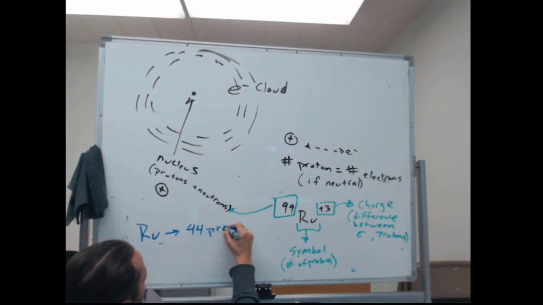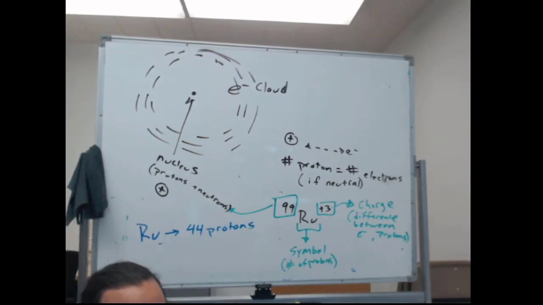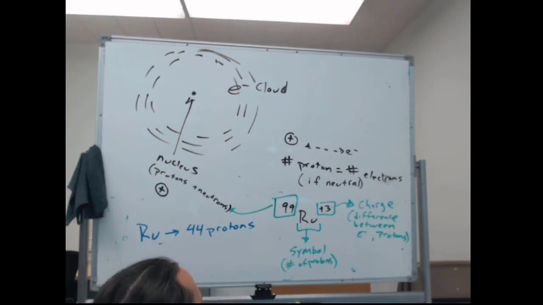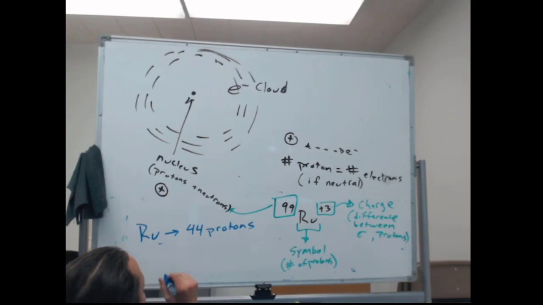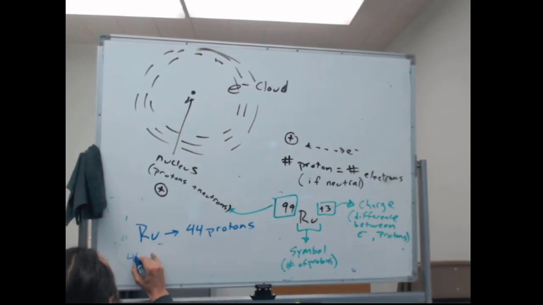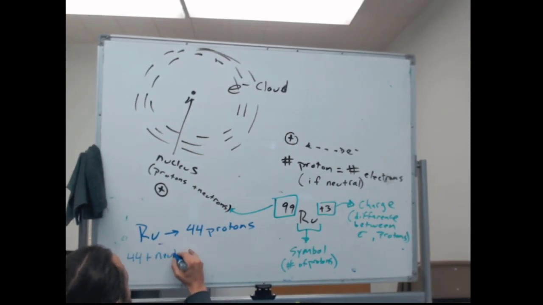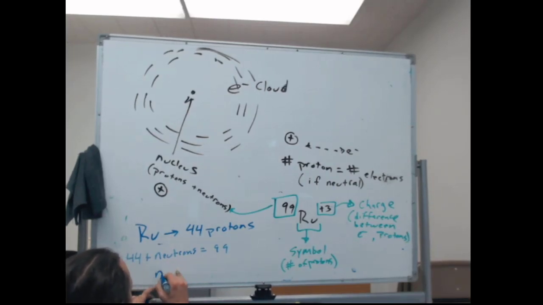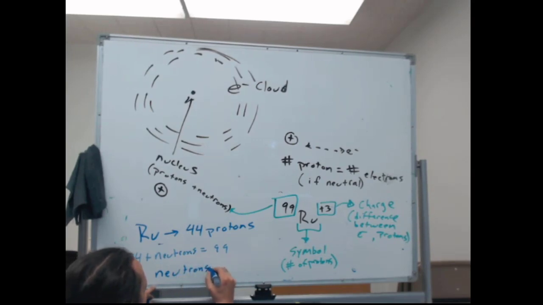Ruthenium has 44 protons. Having 44 protons in the nucleus defines it as ruthenium. That's why we use that Ru symbol. We can then use that number of nucleons, that 99, which is protons plus neutrons, to figure out the number of neutrons. So 44, the number of protons, plus the number of neutrons will equal the isotope number. So we can solve for the number of neutrons by doing a quick subtraction.